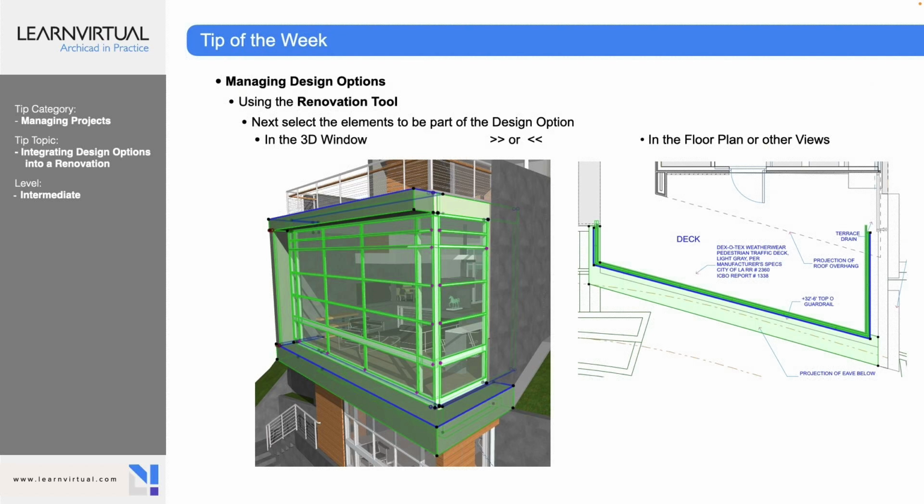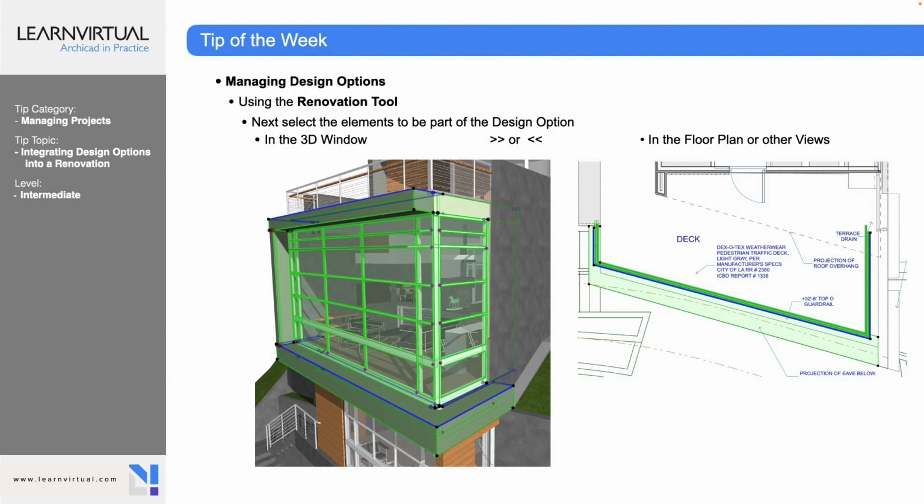So here's a good example. We open up our renovation filter options, and let's say we create a new option. We call it design option 1, and then we can have design option 2, design option 3, very similar to layers. Once we do that, we can begin to assign elements to this new renovation state, our design options within the renovation settings. And so we can select and assign 3D elements and also 2D elements.